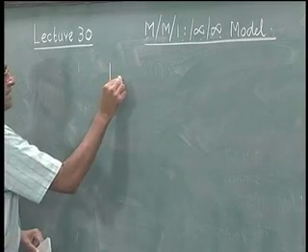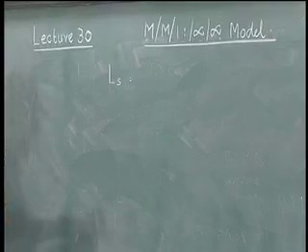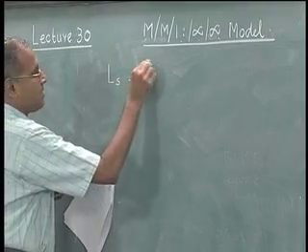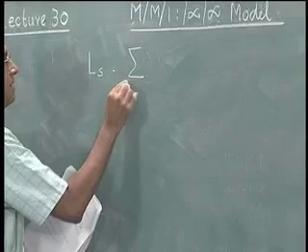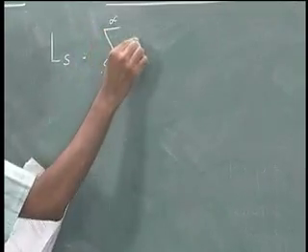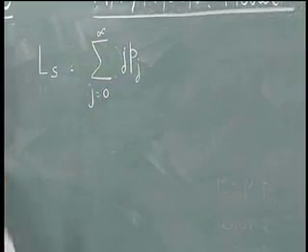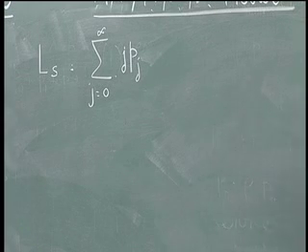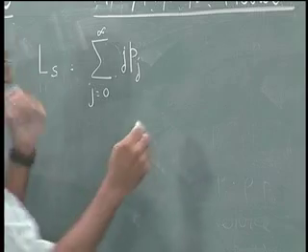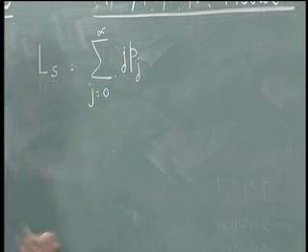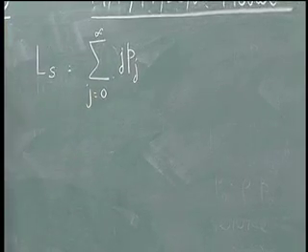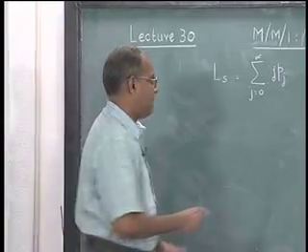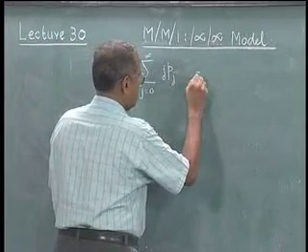Now, Ls is the expected number of people in the system, and Ls is given by sigma j equal to 0 to infinity j Pj. Ls is like an expected value. So, it is j, the number of people, multiplied by the steady state probability that so many people are there in the system. So, this is like saying 0 into P naught plus 1 into P1 plus 2 into P2 etc. n into Pn.